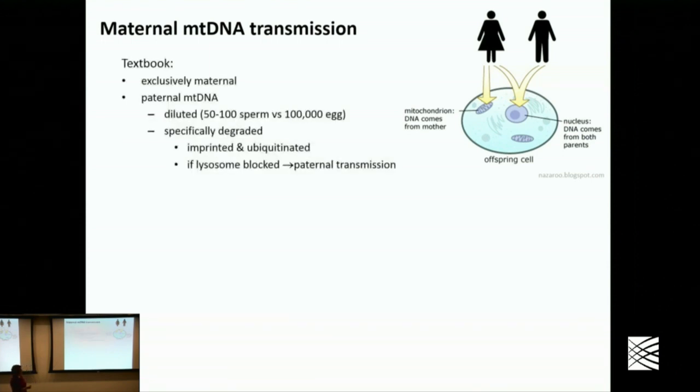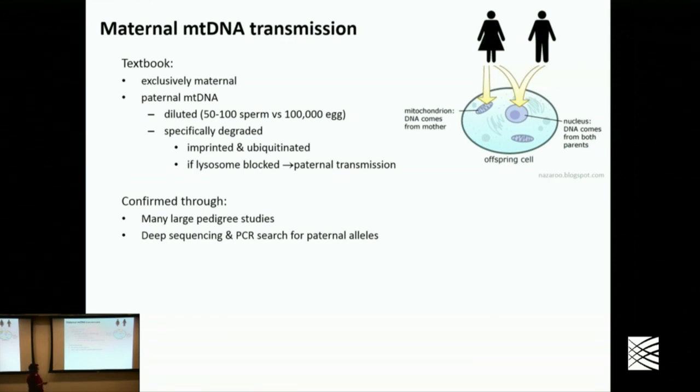So the paternal DNA, the sperm coming in, has only like 50 to 100 mitochondria. They're packed in the tail. They let the sperm swim. The egg has 100,000 mitochondria. So first of all, you have a huge dilution factor. Maybe that's why we're not seeing paternal inheritance. Well, you do have dilution, but that's not the full answer. The sperm mitochondrial genomes are specifically imprinted, ubiquitinated, and then they get degraded in the egg. And if you block the lysosome so you can't degrade them, then you will see this very small amount of paternal transmission.